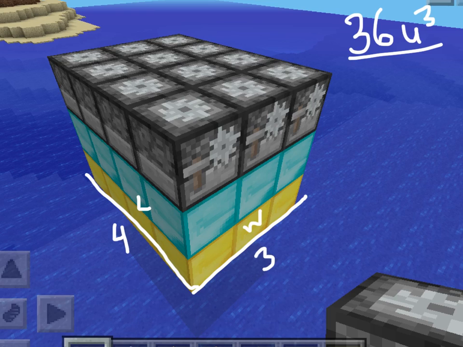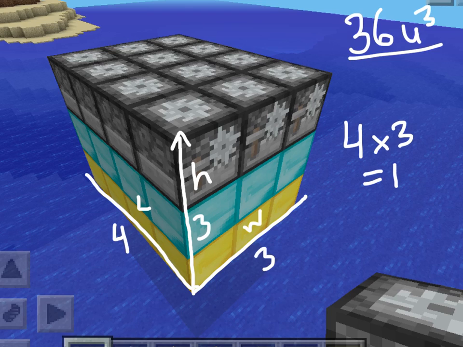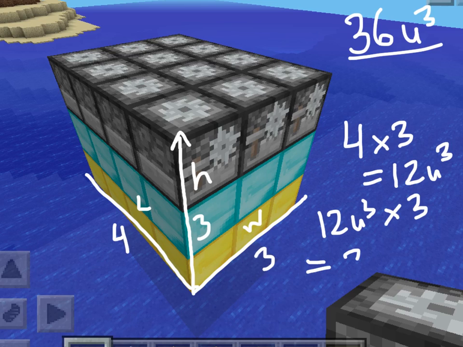So what we've done instead is we've now raised this 3 levels off the ground. The height is 3. So what I really need to do is find the base. 4 times 3, which equals 12 cubic units, sorry. And then I need to multiply that by the height. So 12 cubic units multiplied by 3 equals 36 cubic units.